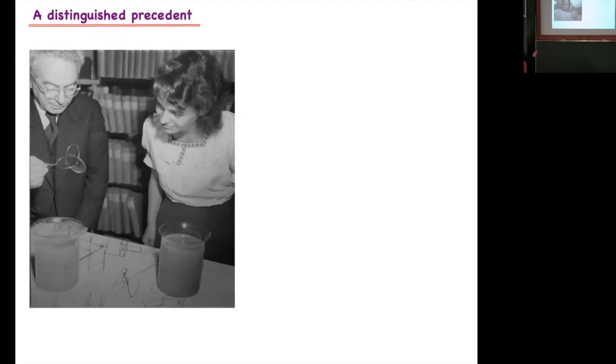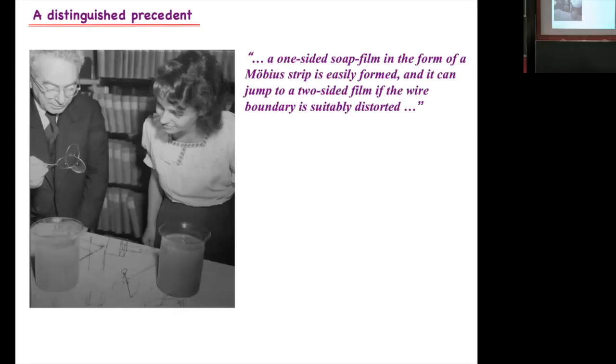He is Courant himself. And this lady is an assistant. I'm sorry, I don't know the name. And he wrote: a one-sided soap film in the form of a Möbius strip is easily formed, and it can jump to a two-sided film if the wire boundary is suitably distorted. So I checked if he had done that, but no.